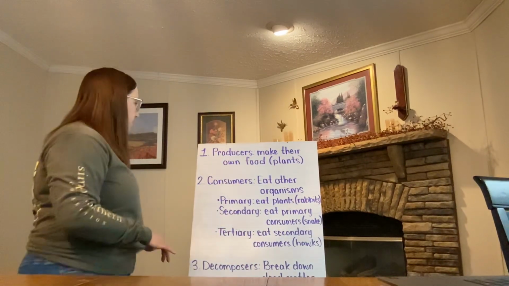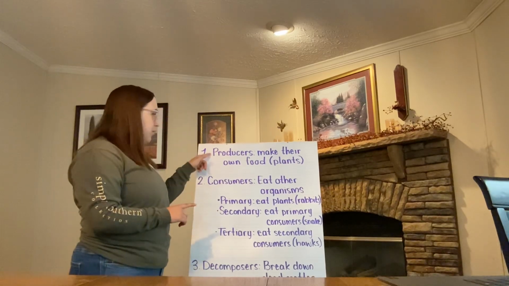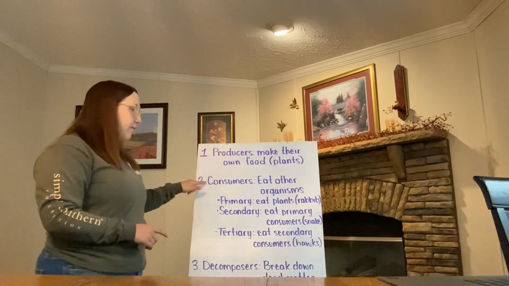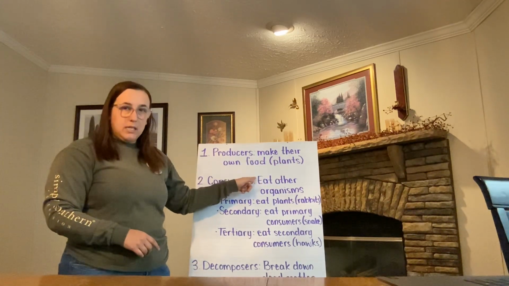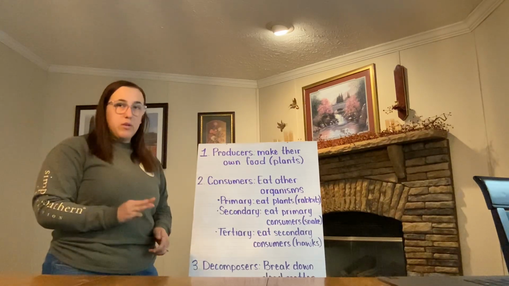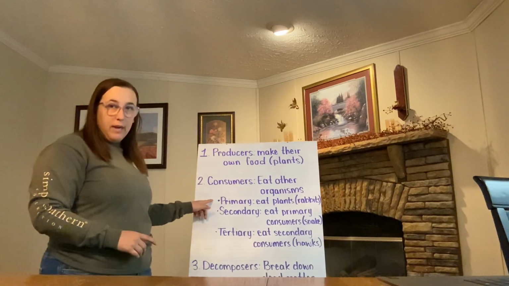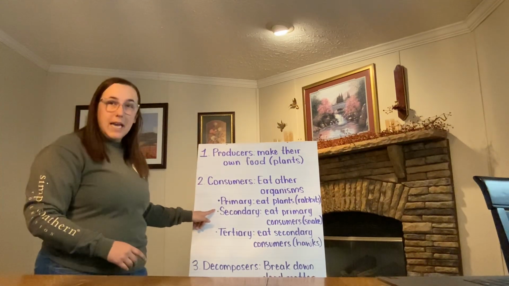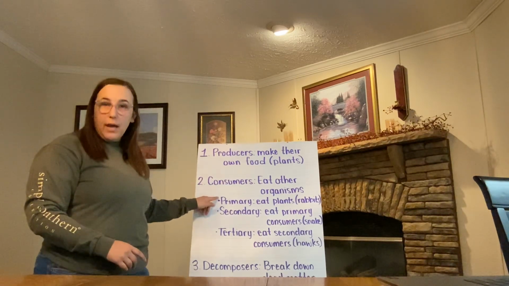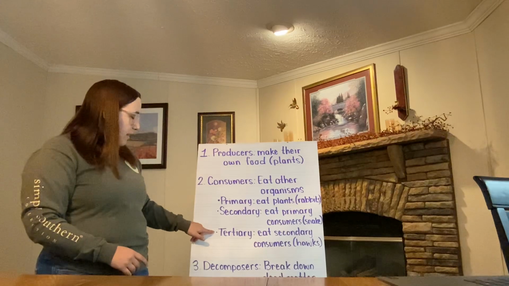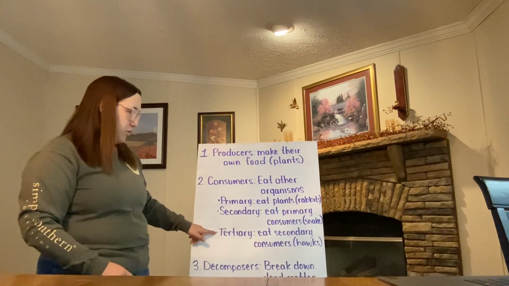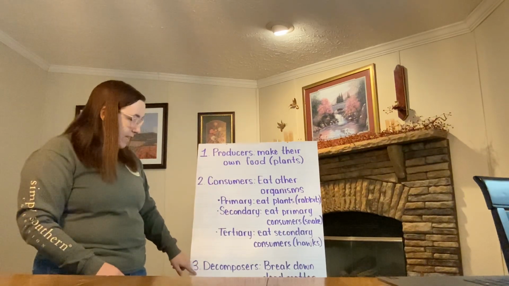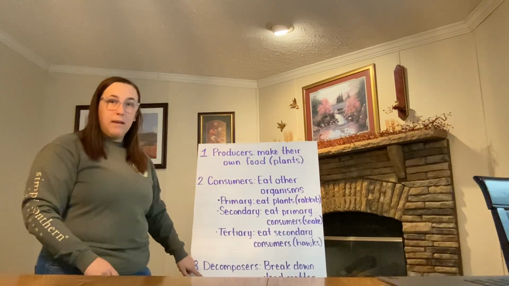Our first one is producers, which make their own food, which would be our plants. Next, we have consumers. They eat other organisms. Now, we have three different types of consumers. Our first one is primary. They eat plants. Second, we have our secondary consumers, which eat our primary consumers. Then we have our tertiary consumers, which eat our secondary consumers. And last, we have decomposers, which break down dead matter.